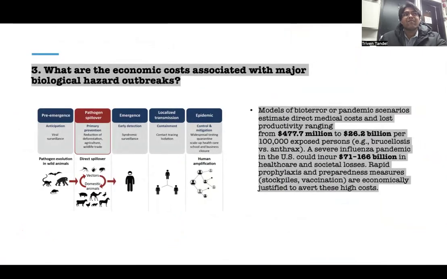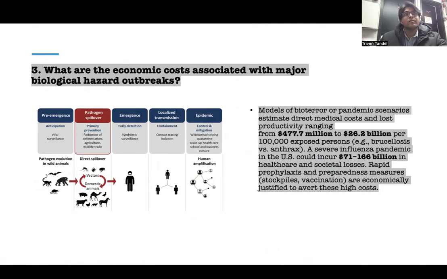Here's question three. What are the economic costs associated with major biological hazard outbreaks? The stages are pre-emergence, pathogenic spillover, emergence, localized transmission, and epidemic. These are the models of bioterror or pandemic scenarios. The estimated direct medical cost and lost productivity range from 477.7 million to 26.2 billion per 100,000 exposed persons.